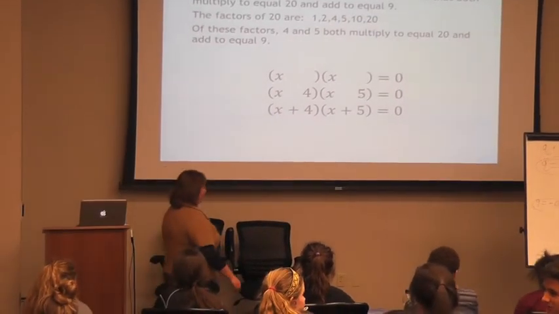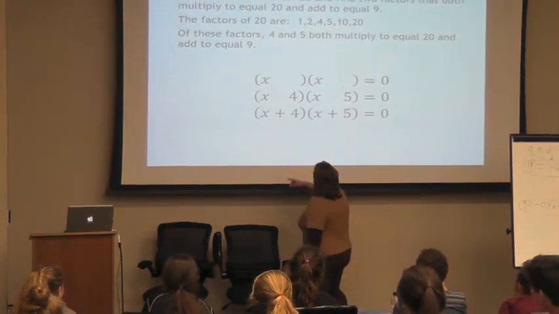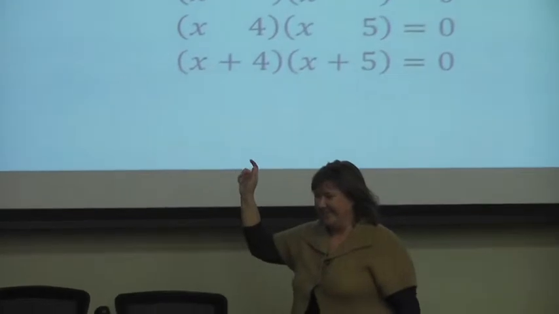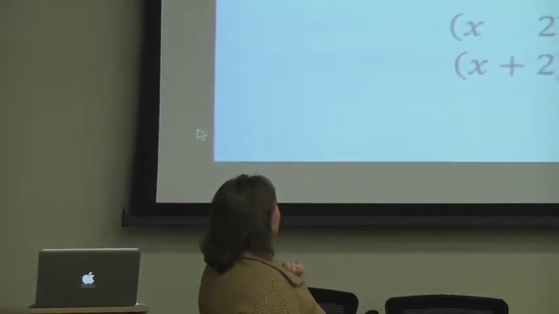If we were to FOIL this and go back the other way, we would know that 4x plus 5x gives us our 9x. Are we good with that? Yes. It would have been nice to change the idea, so this time I gave you negative signs to work with.